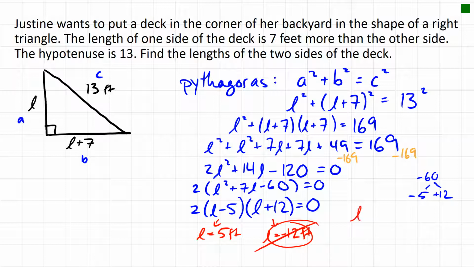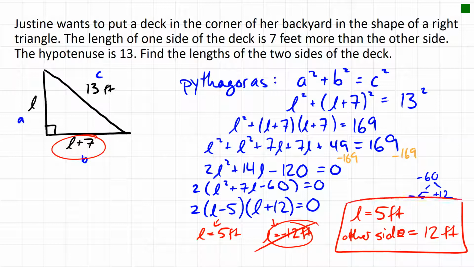So the length is equal to 5 feet, and the other side length is L plus 7, which means the other side is equal to 5 plus 7, which is 12 feet. So there's my solution to this problem. You can see it takes a little bit of work, but I'm explaining every step longer than you might take to do the math, so it can go a little bit quicker as you get practice with these problems.